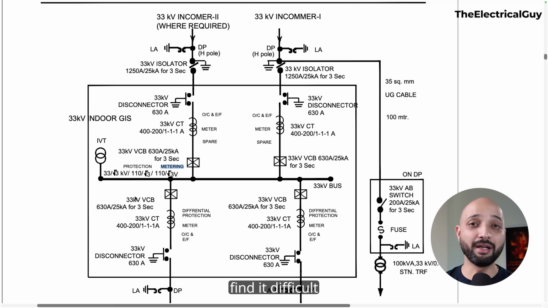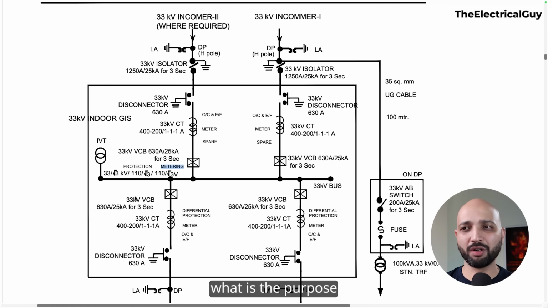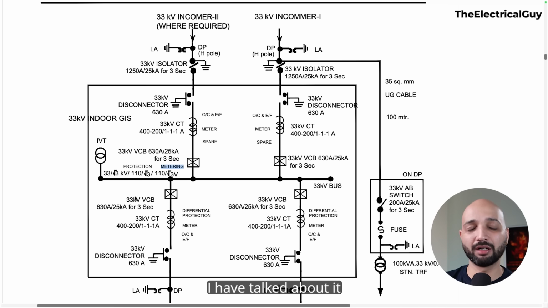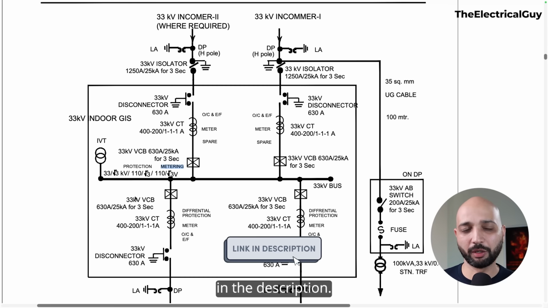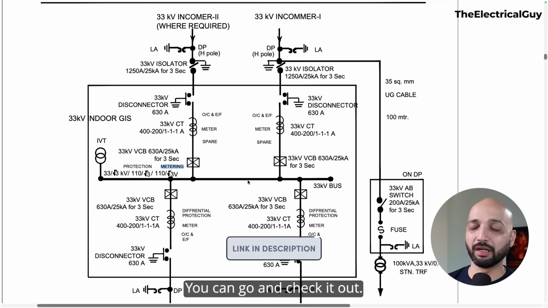Now if you find it difficult to understand these accuracy classes of CTs, CVTs, IVTs, and what is the purpose of having separate protection and metering cores, then I have talked about it in a dedicated video. I'll put the link for that video down in the description. You can go and check it out.